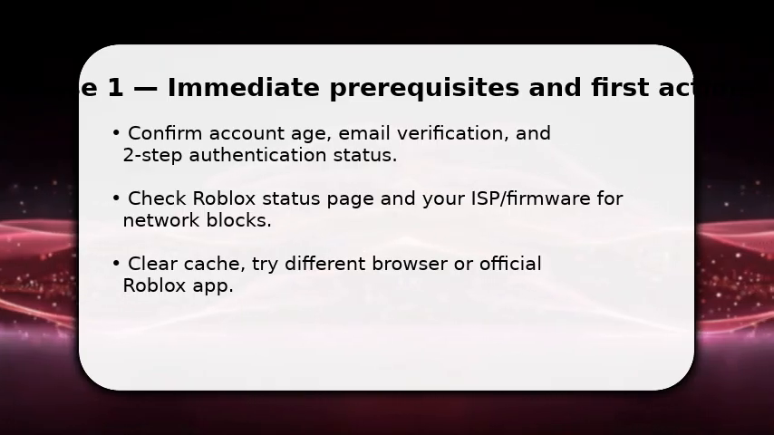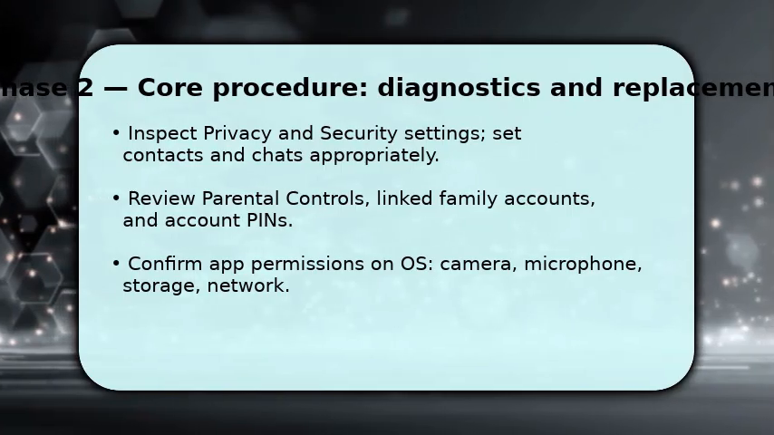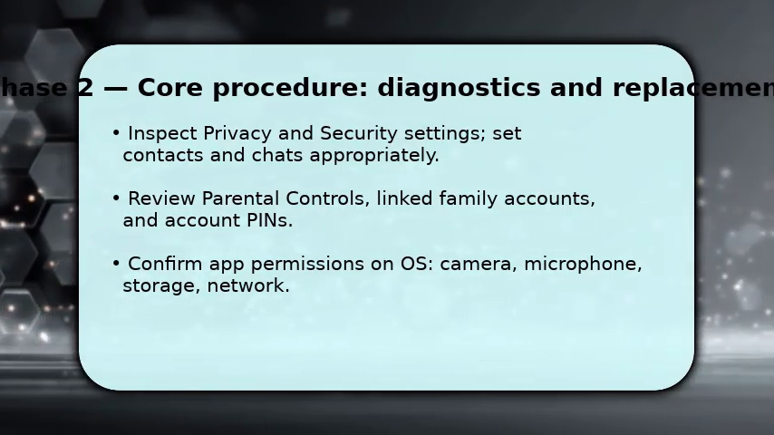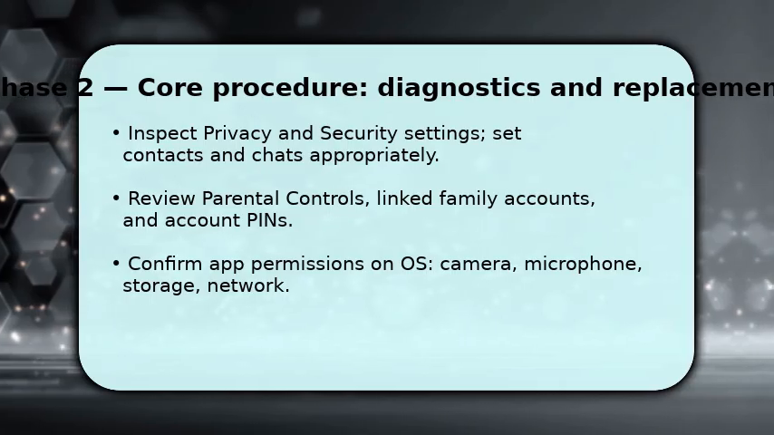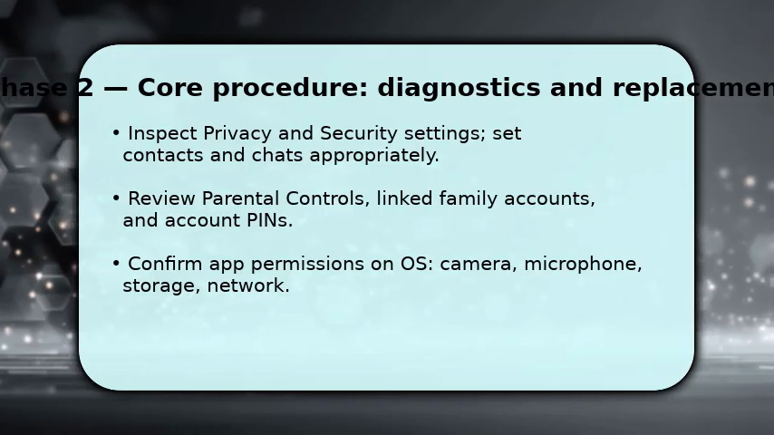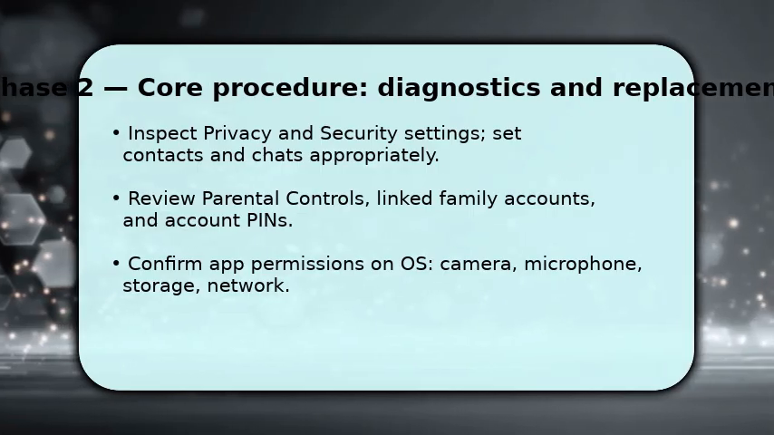Next, you dive into account settings because many restrictions arise from privacy or parental control configurations. Open privacy and security, adjust who can join you, who can chat, and turn off overly strict filters temporarily to test access. If a parent account or PIN is linked, request temporary lift or update the PIN correctly.